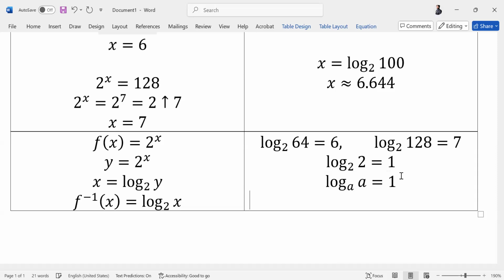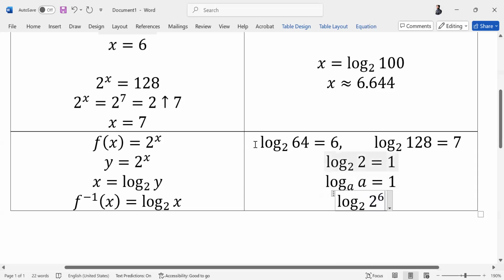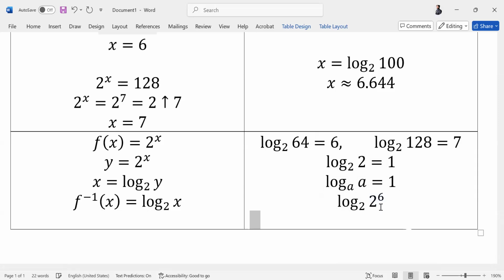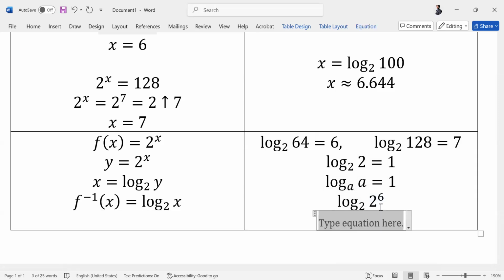Now let's use another example that we have just done. Log 2. In place of 64, can I write 2 to the power 6? I'm using this example right now. Yes. Can I do this? Yes. And I know the final answer. What will be the final answer? 6. So if I write it, what is the base? 2. What is my input? 2, which has a power 6.